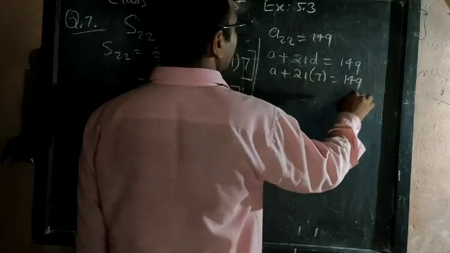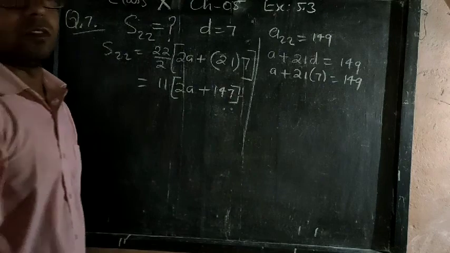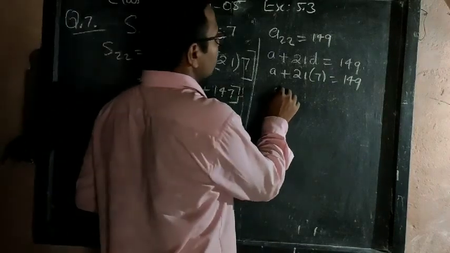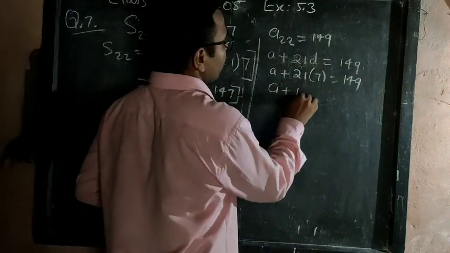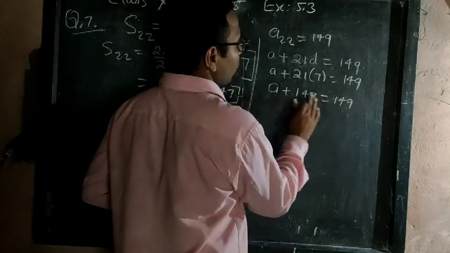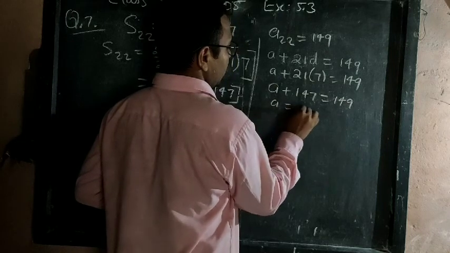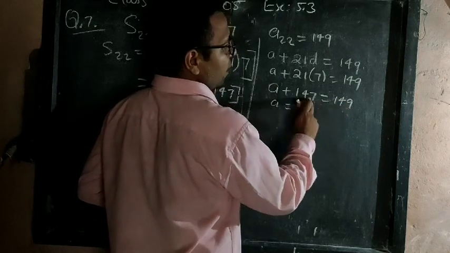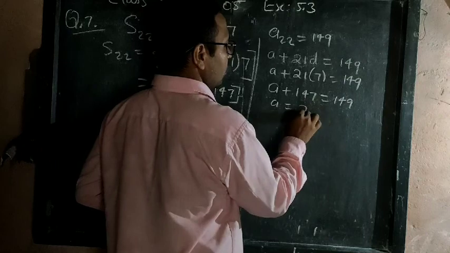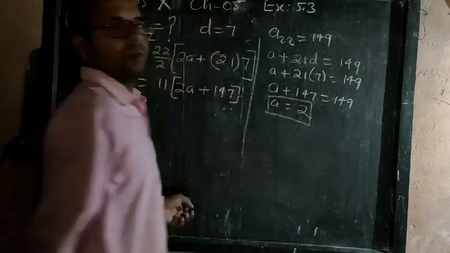Now 7 multiplied with this 21, so we get 147 here. So a plus 147 is equal to 149. Now take 147 to the RHS side. So a is equal to 149 minus 147, which is equal to 2. So students, we have got the value of a as 2.